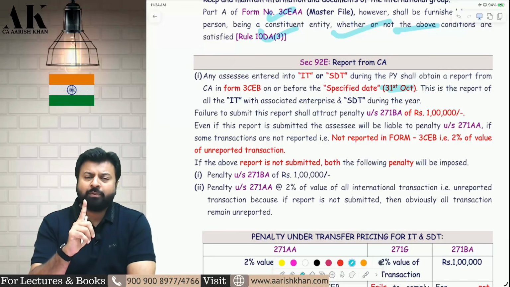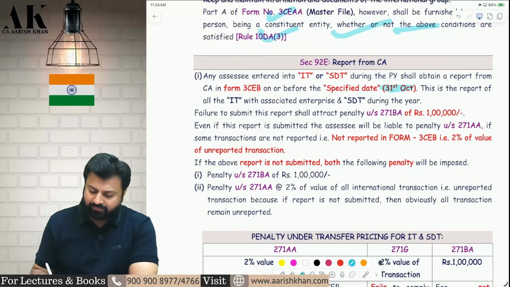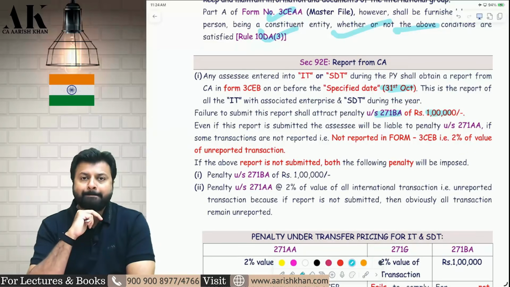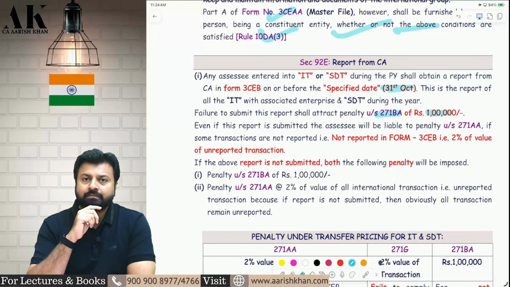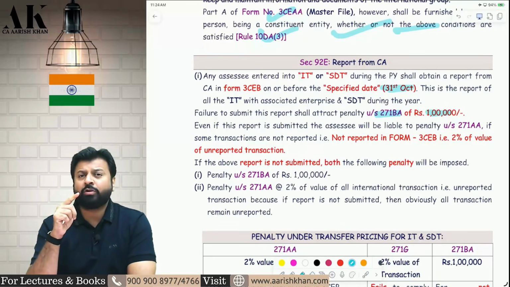And if you fail to file this report, Form 3CEB, then there is a penalty of 1 lakh rupees under 271BA. This is the first penalty. Now, multiple penalties will come one by one. Second penalty: you have filed the report, but you failed to report a transaction.